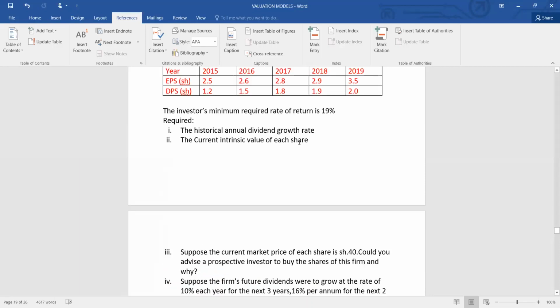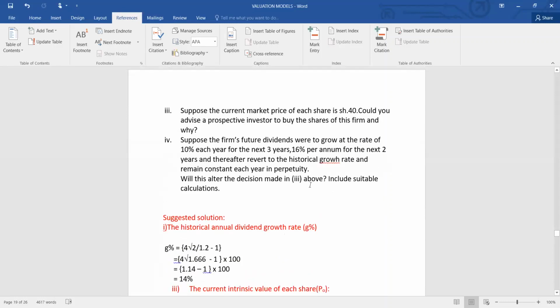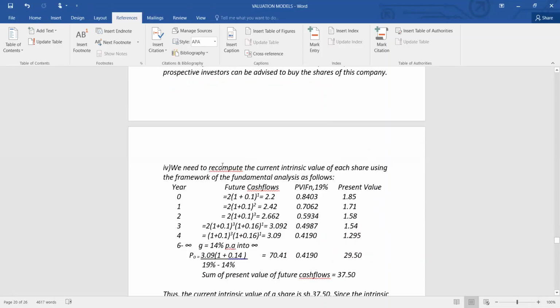Now we have answer number 2, the current intrinsic value. Suppose the current market price of each share is 40. Could you advise a prospective investor to buy the shares of this firm, and why? Yes, you will, because the share is underpriced. This is the intrinsic value. The share is undervalued by the market. Market value is lower than the intrinsic value. Therefore we can advise a prospective investor to buy the shares.